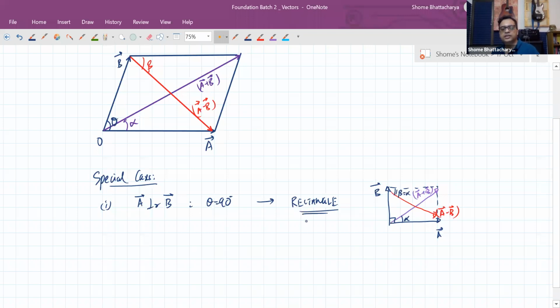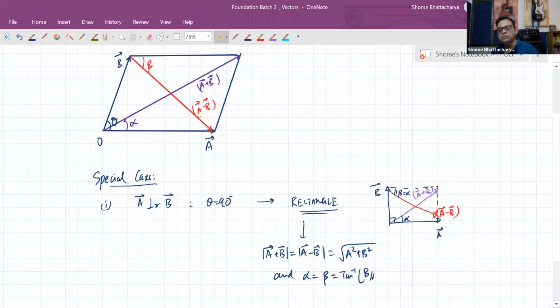For the rectangle, you have this special case that mod of A plus B is equal to mod of A minus B, which is equal to square root of A square plus B square. And alpha is equal to beta, which is equal to tan inverse of magnitude of B by A. So in terms of vector algebra, this is what comes from the special case of perpendicular vectors.